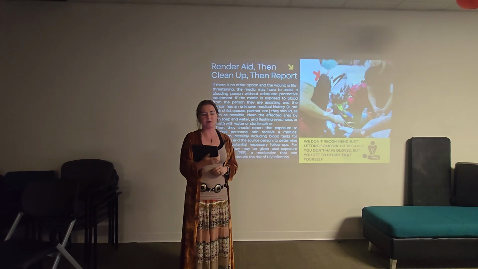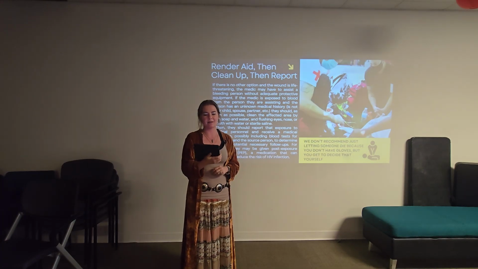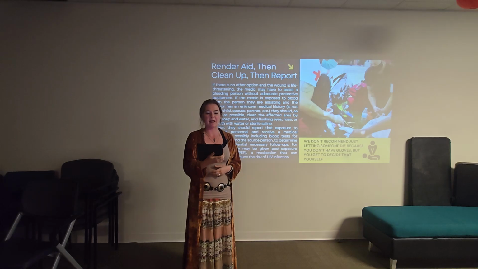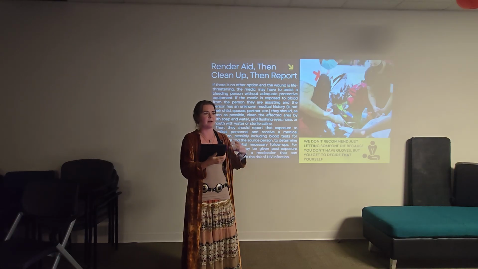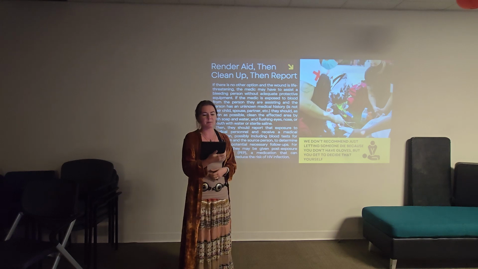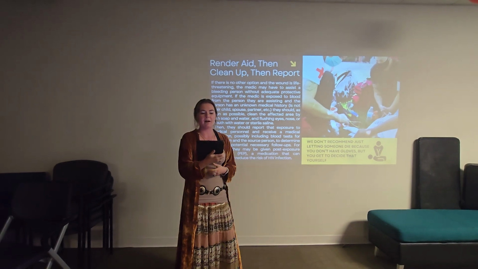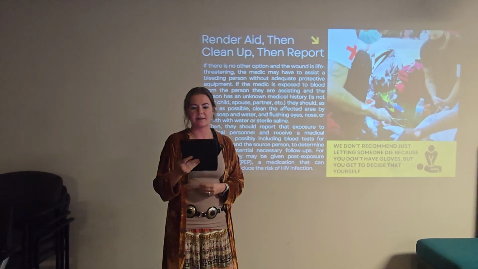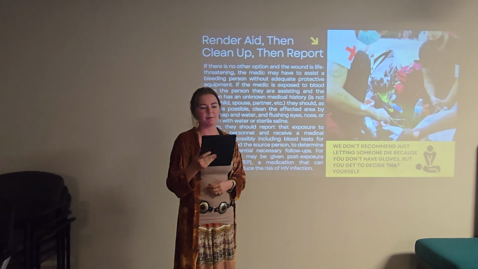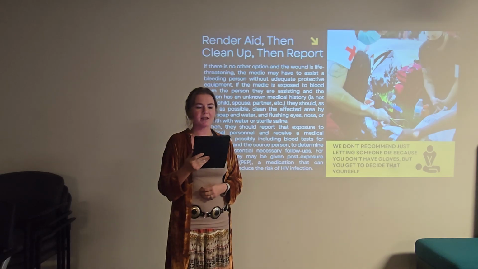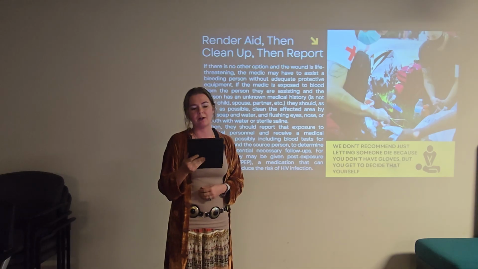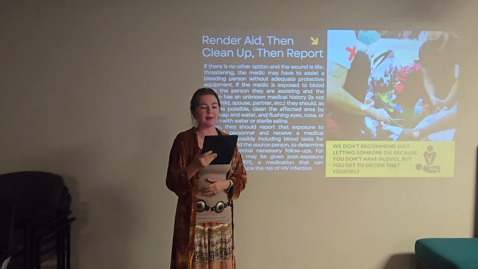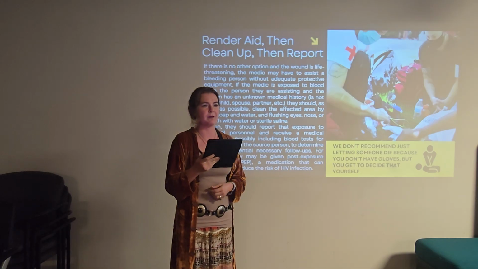If there's no other option and the wound is life-threatening, the medic may have to assist an injured person without adequate PPE. If the medic is exposed to blood from the person they are assisting and the person has an unknown medical history, this is not their child, their spouse, their partner, their medic buddy that they could sit down and ask these questions of, they should, as soon as possible, clean the affected area with soap and water and flush eyes, nose, or mouth with water or sterile saline. Then they should report that exposure to medical personnel and receive a medical evaluation, possibly including blood tests for both them and the source person to determine risk and potential necessary follow-ups. For example, they may be given post-exposure prophylaxis, a medication that can significantly reduce the risk of HIV infection.